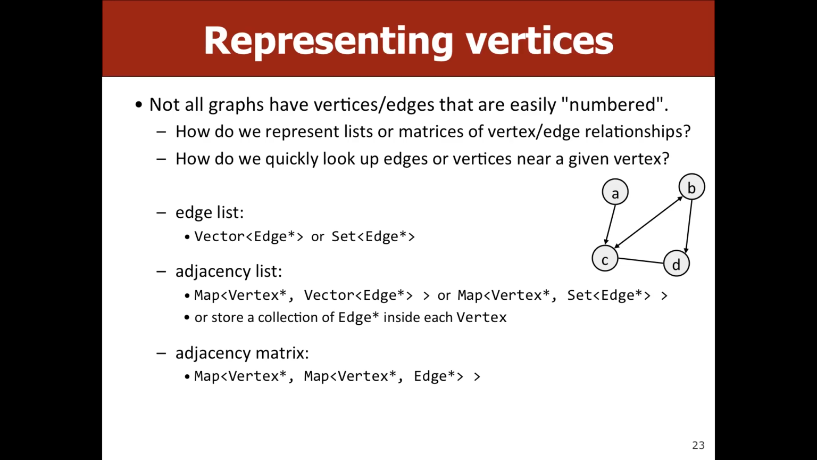Is edge an object? Edge is actually a struct in our example. You could make it an object, like a class. Generally it makes more sense to make it a struct, because there aren't necessarily methods, and you need to be able to access all of its fields pretty easily.